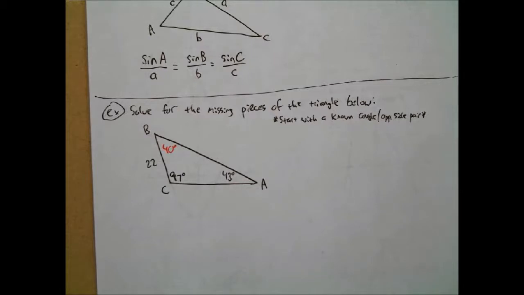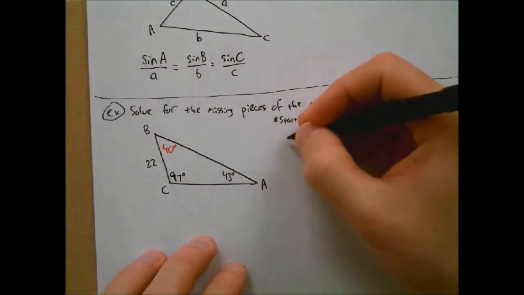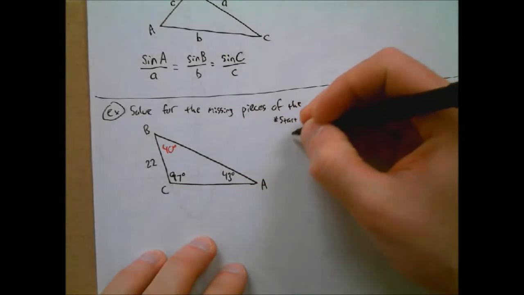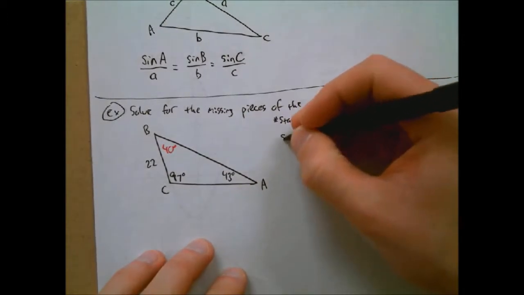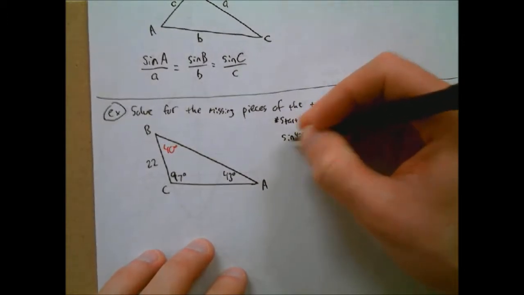The 43 degrees is angle A, right? 43 degrees for angle A, 22 for side A. And so we'll start with that. And it doesn't matter whether you write 22 over sine of 43 or sine of 43 over 22. You can set it up either way. I'm going to do sine of 43 over 22.